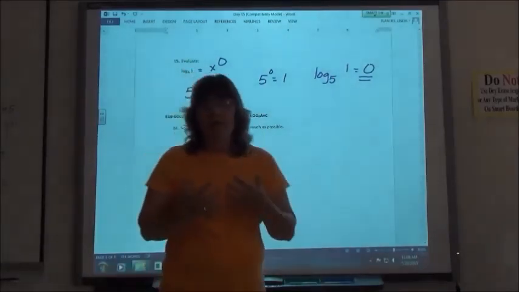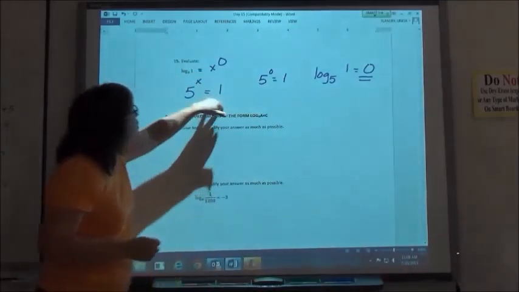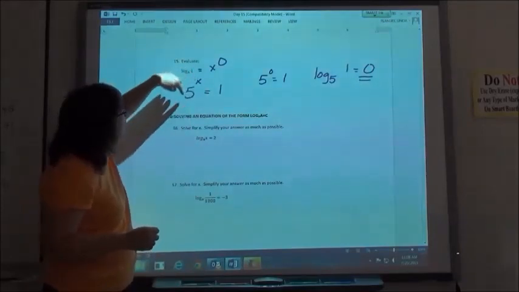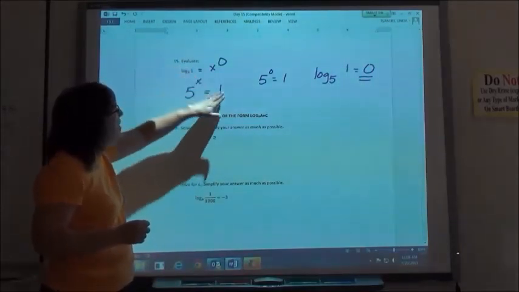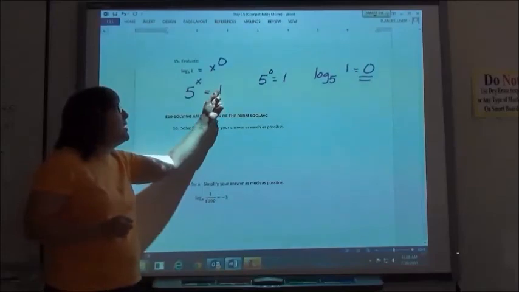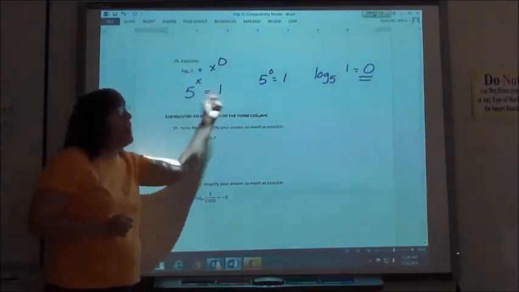So it's a matter of using what you know once it's rearranged in exponential form. If you need to, use your calculator, plug some numbers in till you find the right answer. But that one you've got to remember: anything to the 0 power is 1.